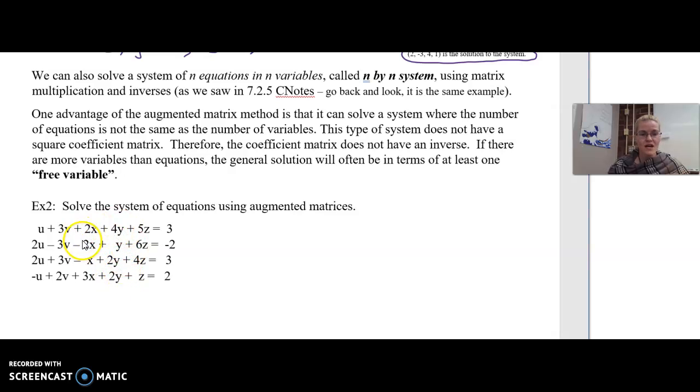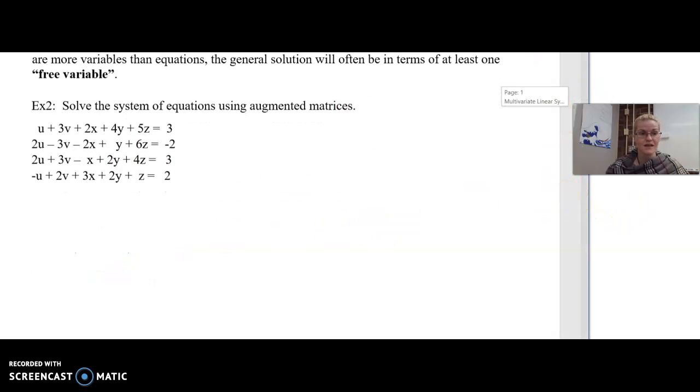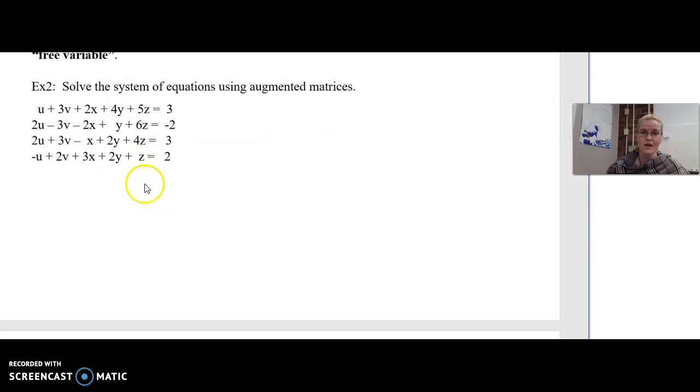So go ahead and set this system up, and in the next video, you'll see me working through it. And in fact, I'll work through it, and then I'll just quickly talk through it in the next video, so you don't see all my slow calculations. So work on example 2, solve this system using the augmented matrix method. And when you start the next video, we'll talk through the solution.